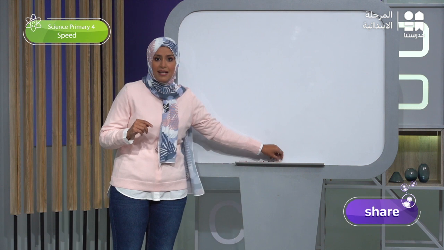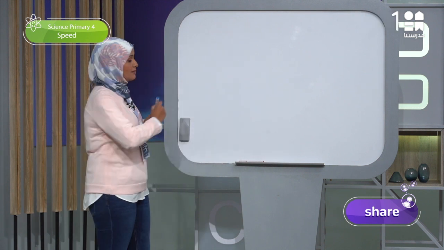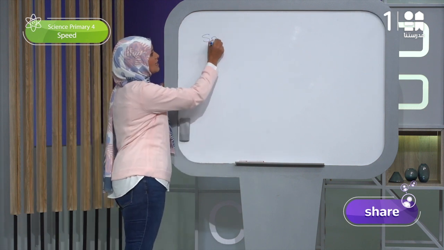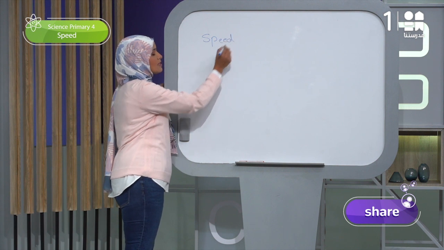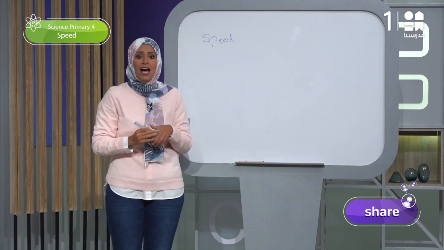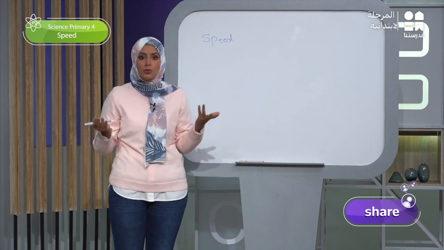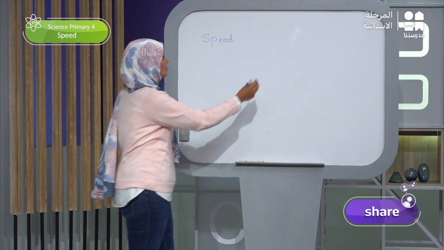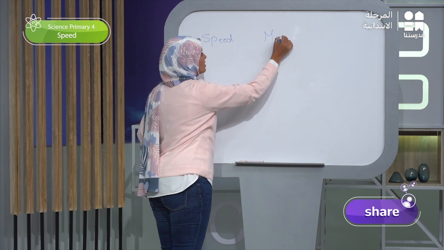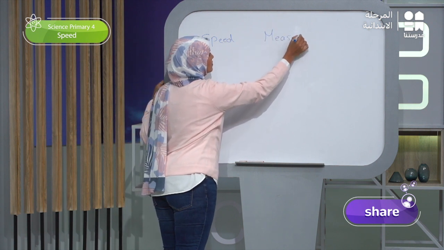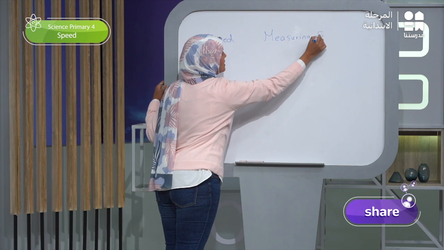أول حاجة اتعلمناها we talked about speed and we said that speed is a measurement of how fast something is moving, and we learned how to measure the speed of objects. How to measure the speed.